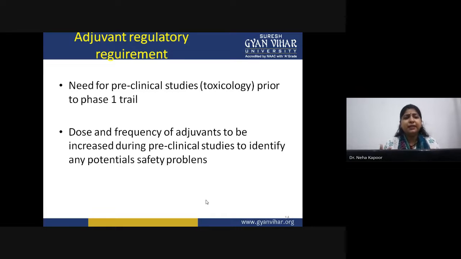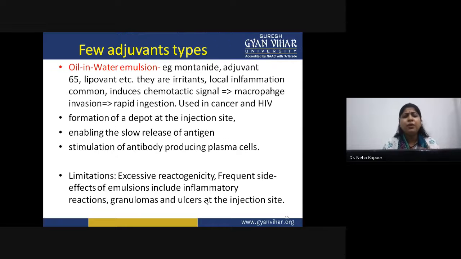So there are certain adjuvant regulatory requirements. First of all, whatever material we are going to use as adjuvant, we need to conduct preclinical studies, that is toxicology studies, prior to the phase 1 trial. Then the dose and frequency of adjuvants are to be increased during clinical studies so as to assess the safety complications, whether it is safe or not, whether there is any problem or not. So there are a few adjuvant types that we are going to discuss.